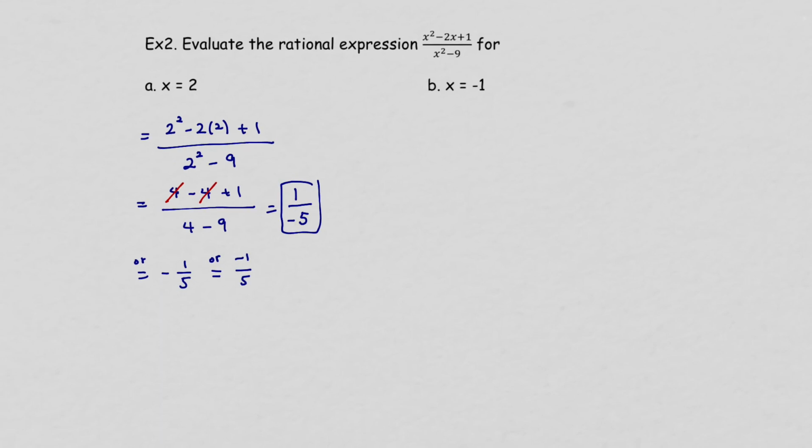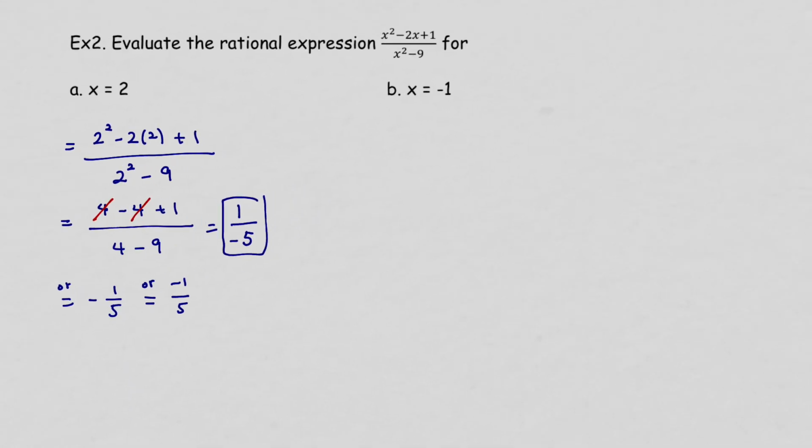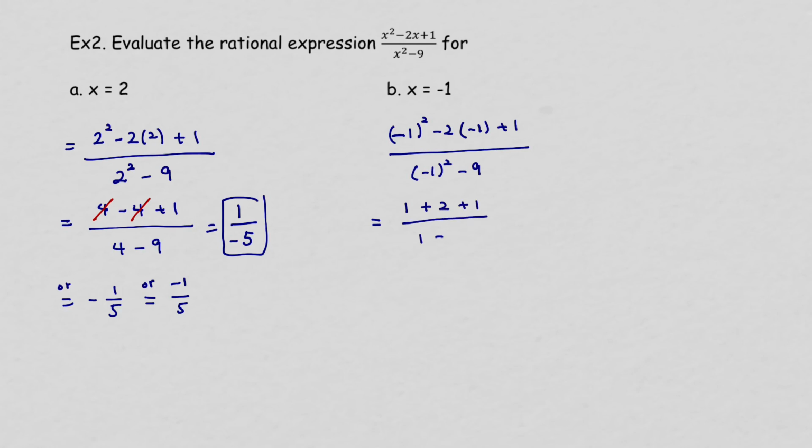I'm going to try one more with a negative number, because negative with the square, sometimes people make a mistake. So let's replace it. Negative 1, make sure the whole x is squared. So you want to put the parentheses to make sure the sign also gets squared. Negative 1 plus 1 over negative 1 squared minus 9. You're squaring the negative sign, so it will become positive. Negative 2 times negative 1 will be positive 2 plus 1 over positive 1 minus 9.